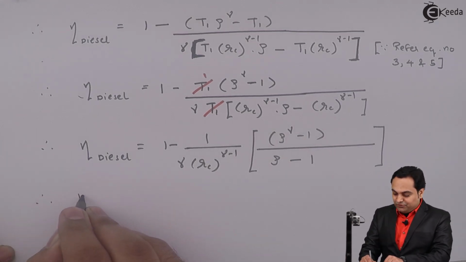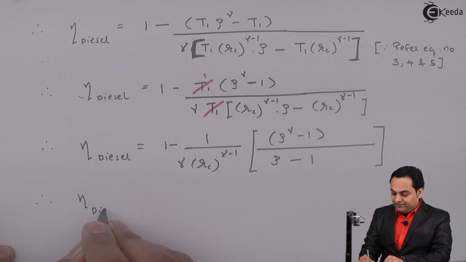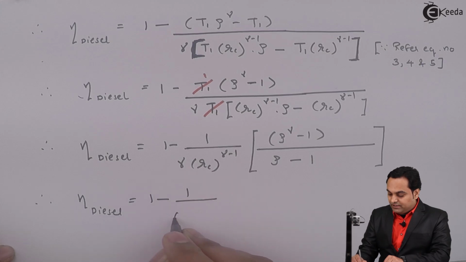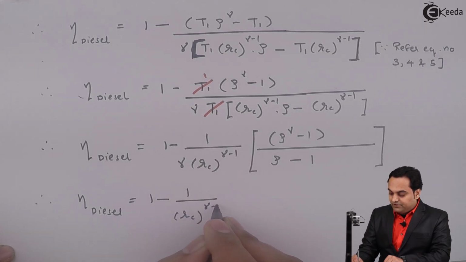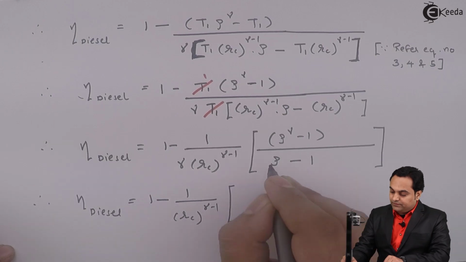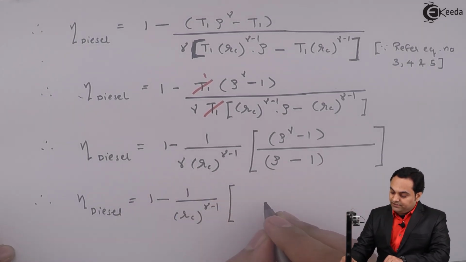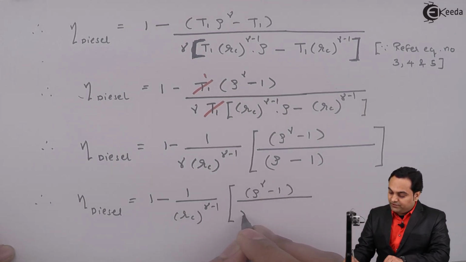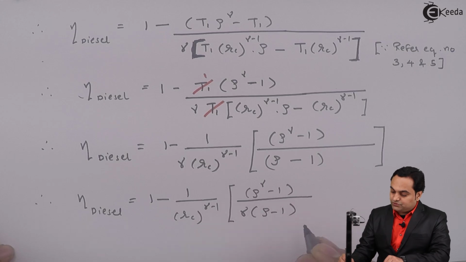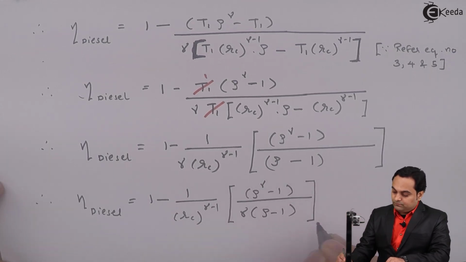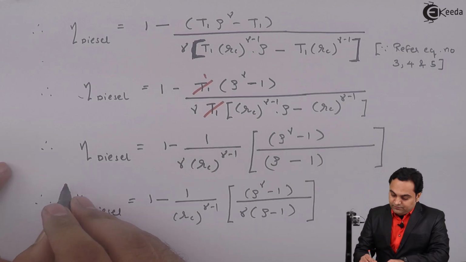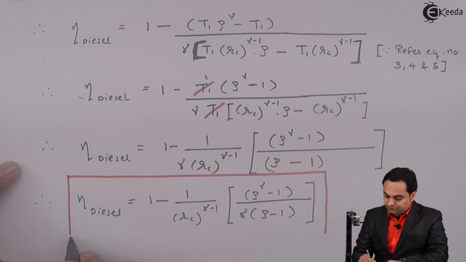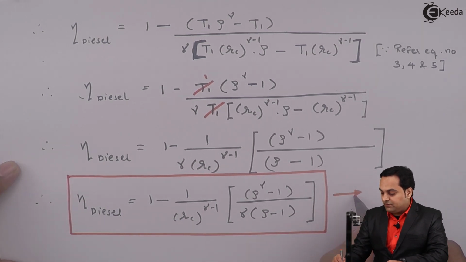So next, therefore efficiency of diesel cycle will be equal to 1 minus, I'll keep this term 1 upon RC raised to gamma minus 1 here, and then gamma I'll multiply inside in the denominator, numerator will be rho raised to gamma minus 1, and here I have gamma into rho minus 1. So this is the expression which we have derived. I'll keep it as equation B.